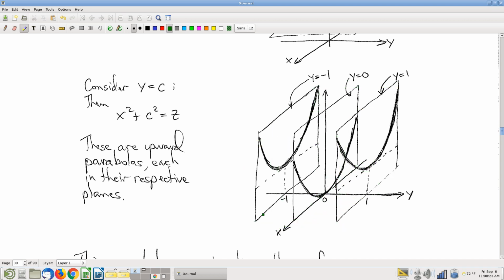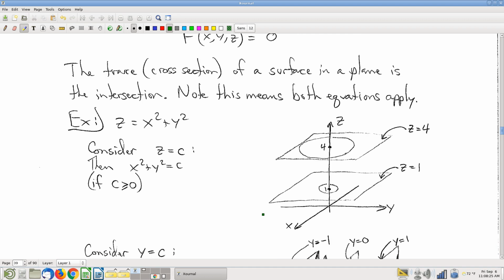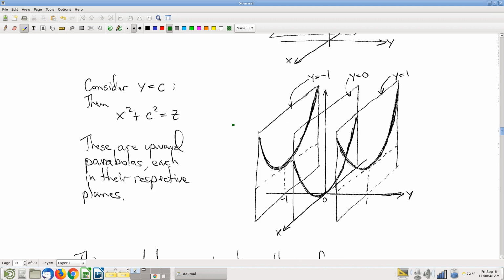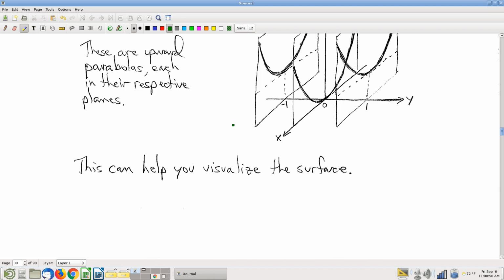So, all together, what does our surface look like? Depending on how good your geometric intuition is, you might have enough information to piece it together. This strategy for understanding equations of three variables is called cross sections or traces, and it's a tool for your toolbox.